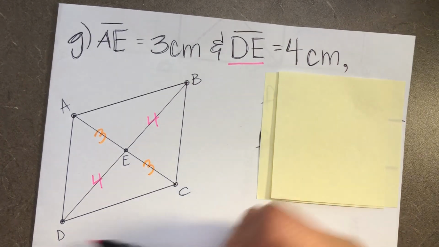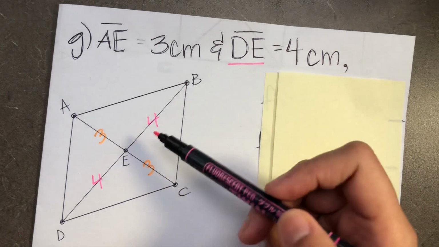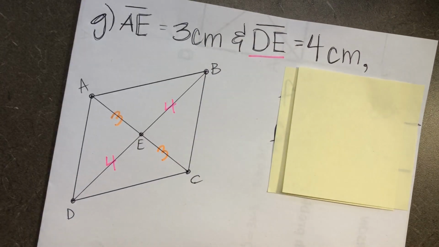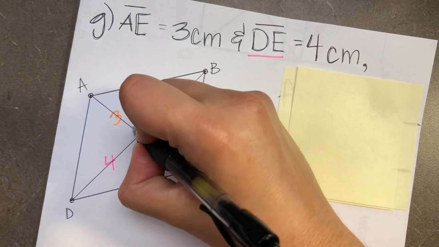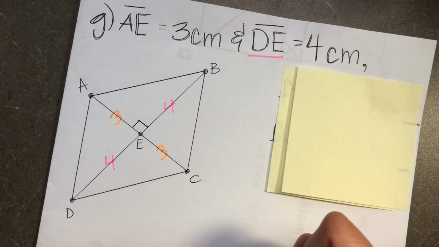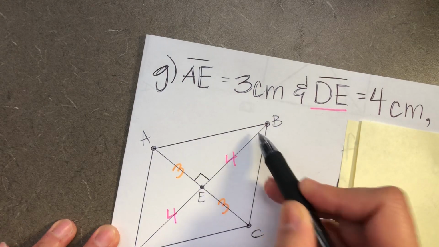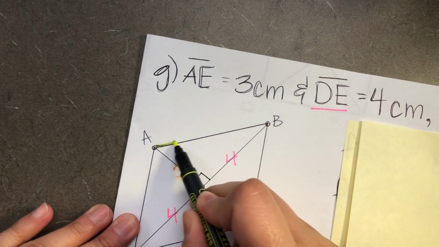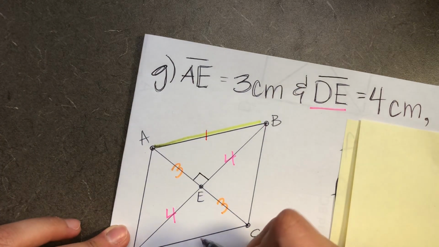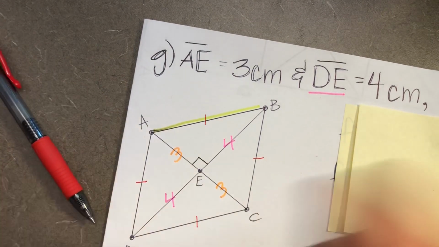Now, I wonder if I can find the outside sides, and the answer is yes. I can find that because I know that diagonals also create 90-degree angles, so that means I could create a 90-degree angle right here. And so now I have a squared plus b squared is equal to c squared. Again, I'm going to be using the yellow right here. And I'm going to remind you that all sides are congruent. So once I find that one, I pretty much have found everyone else.